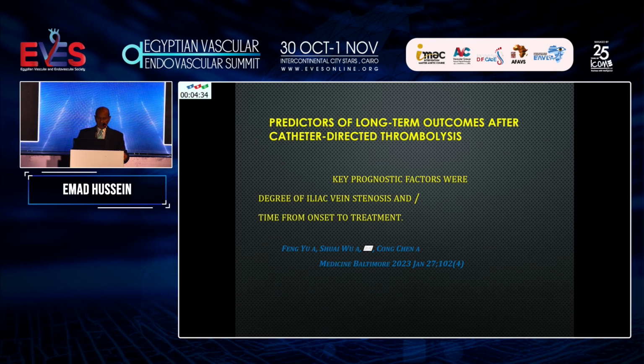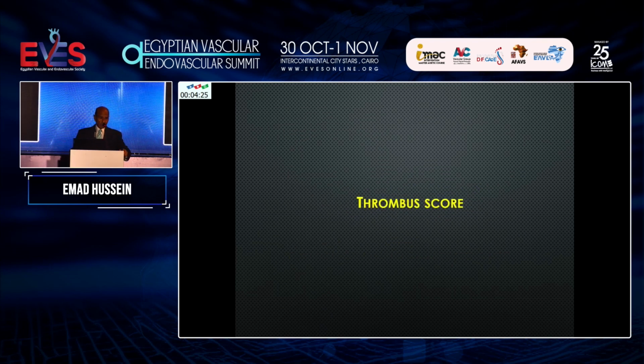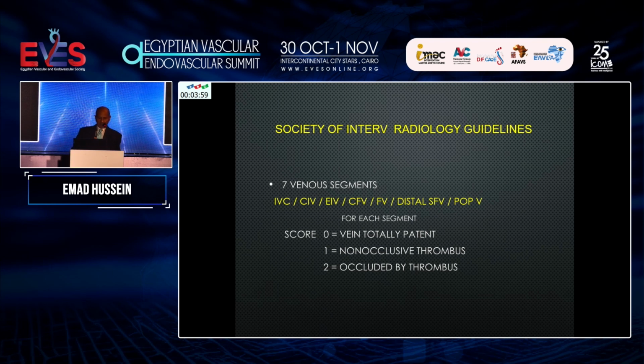As far as predictors of long-term outcomes, there are so many published papers in the literature: degree of iliac vein stenosis and the time from the onset to treatment, but that's only one aspect. The thrombus score at the beginning is very important, because we will see at the end, with my take-home message, that the degree of lysis achieved in the first and best timing of the sessions is an important predictor of outcomes. Not only the burden, but how much is lysed from the very beginning in the first session, because this is an indicator of how severe the PTS will be. There are 7 venous segments, starting with the IVC and ending with the popliteal vein, where we have to know the burden of the thrombus.